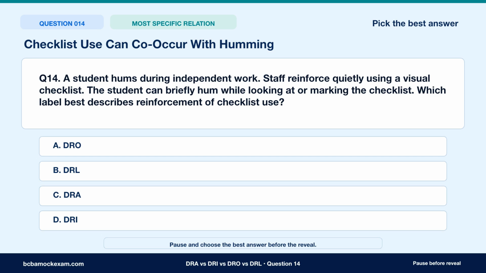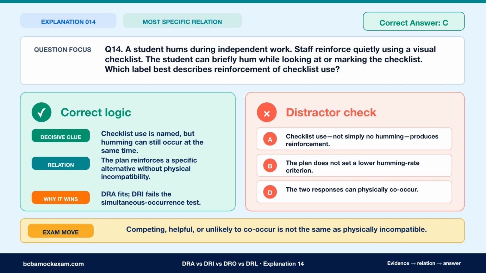Check whether the named alternative is physically incompatible. Pause and choose. The correct selection is C. DRA. The plan reinforces a specific alternative without physical incompatibility. The remaining choices change the contingency.